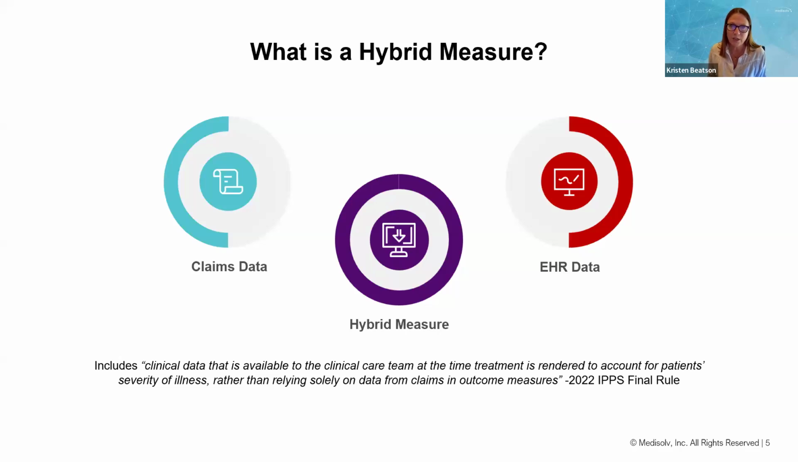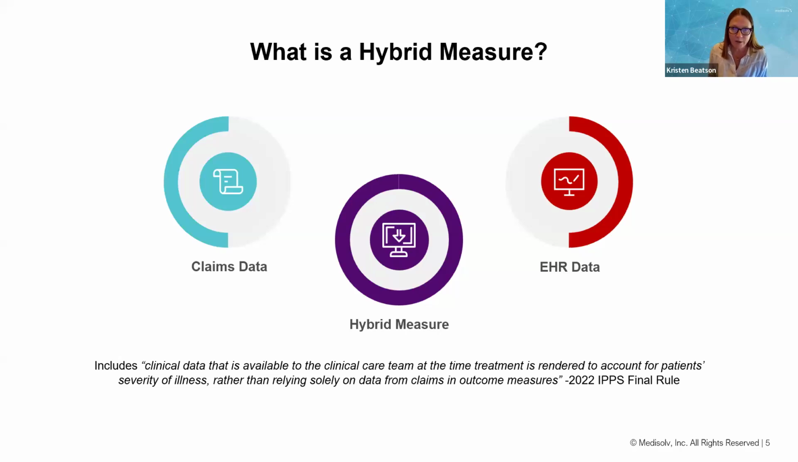There are two hybrid measures, as Peggy mentioned, the mortality and the readmission measure. So the data that you're collecting or that is being submitted in your claims, and the data that we'll be mostly talking about today, your EHR data that will be submitted, will be combined to come up with those hybrid risk-adjusted mortality rates and the hybrid risk-adjusted readmission rates.